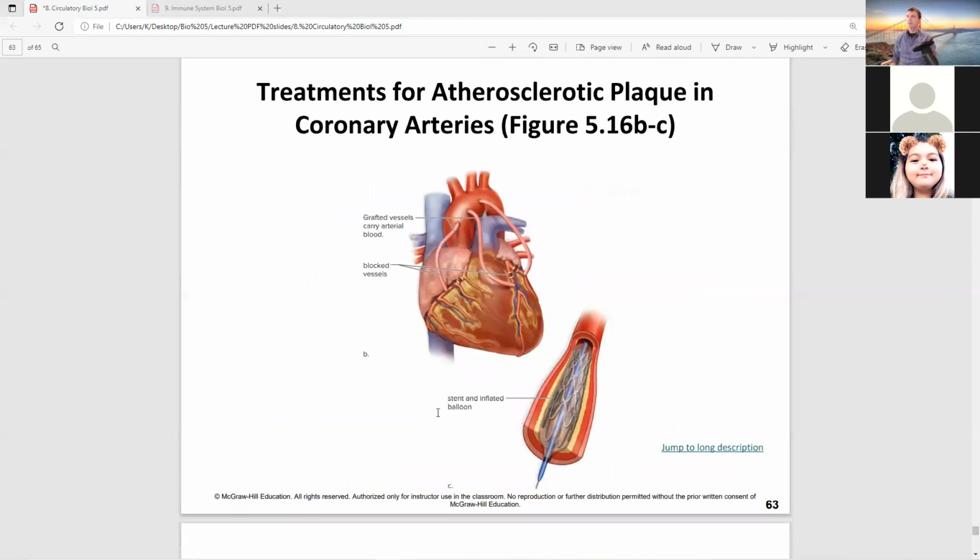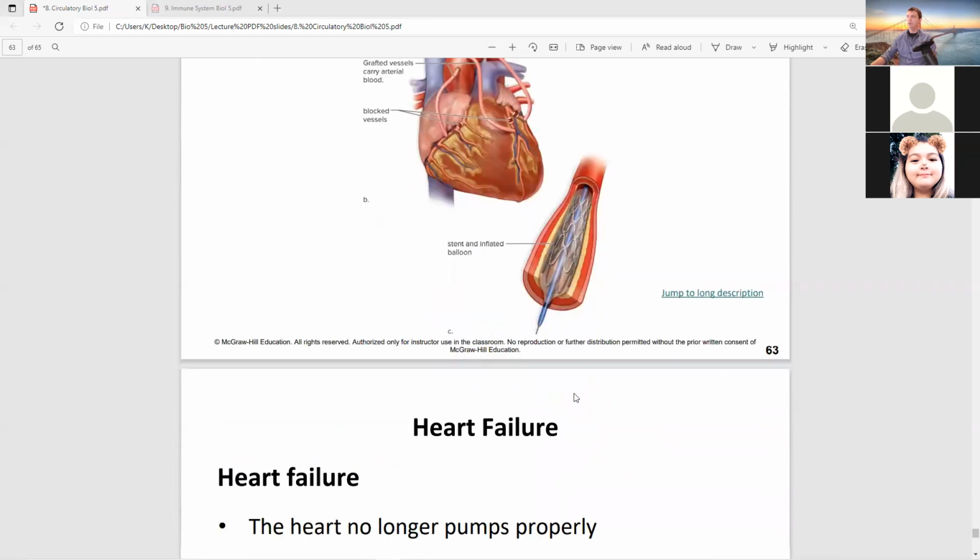Okay, so here's a treatment for atherosclerotic plaque. In the coronary arteries, you can see you can put this stent in here and inflate this balloon to help open up the vessel so that blood can flow normally.